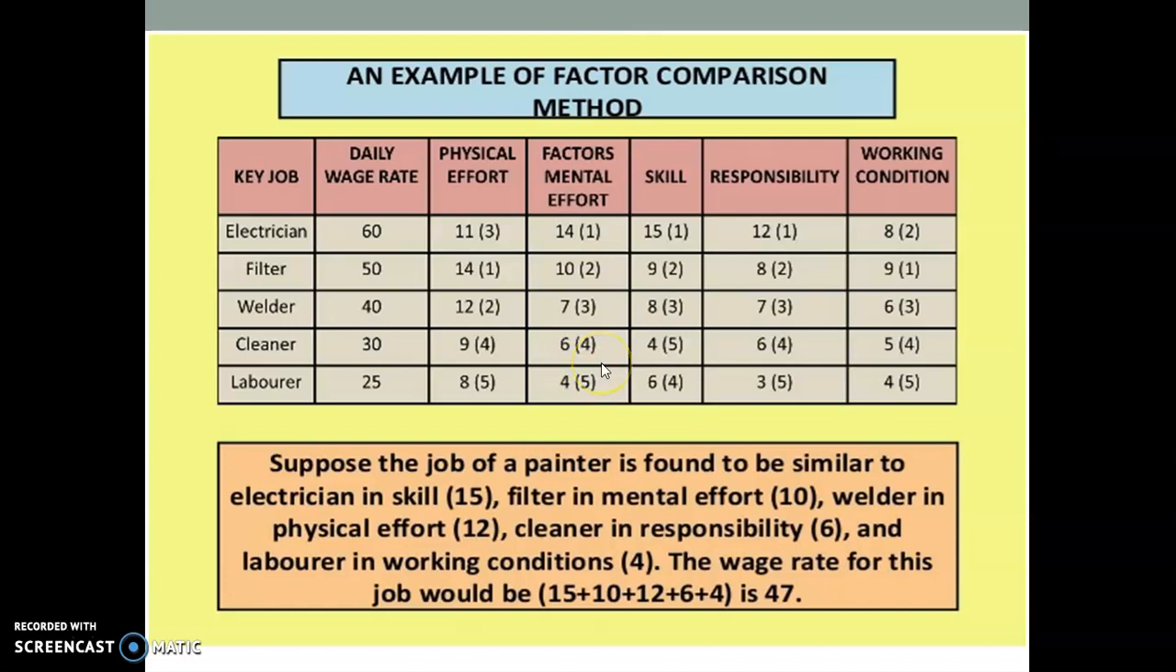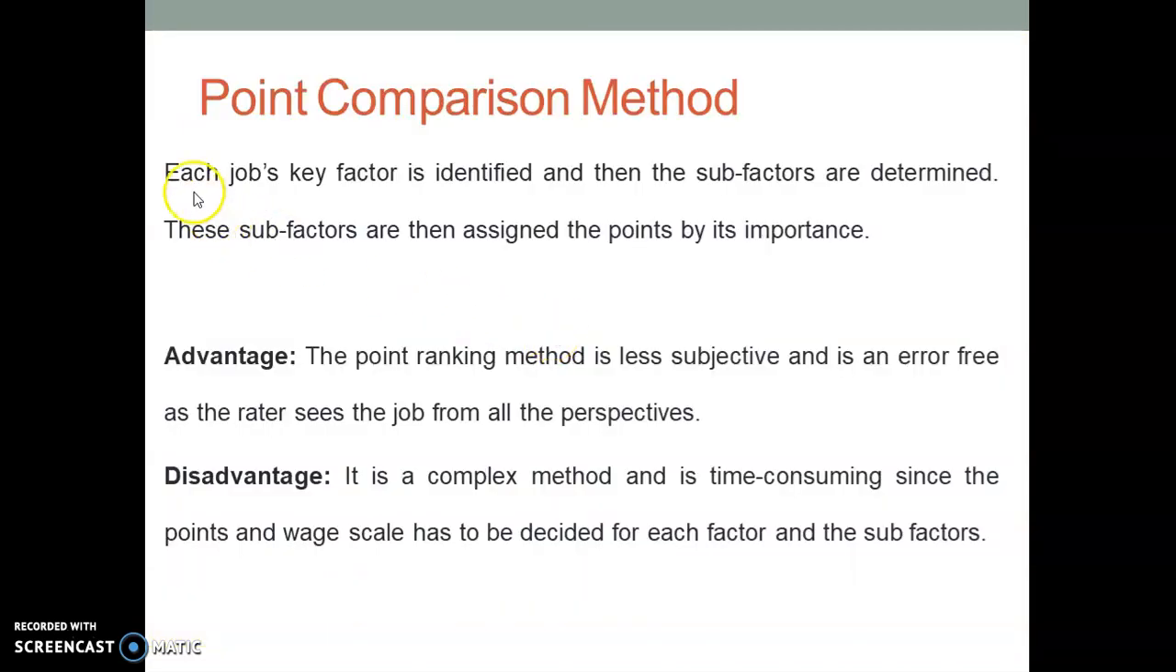Now similarly, we have the point comparison method, within which we provide points to all those factors which are responsible for compensation to be paid. Each job's key factor is identified, and then sub factors are determined. These sub factors are then assigned points by their importance. Among the advantages of the point method, the point ranking method is less subjective and error free, as the rater sees the job from all perspectives.